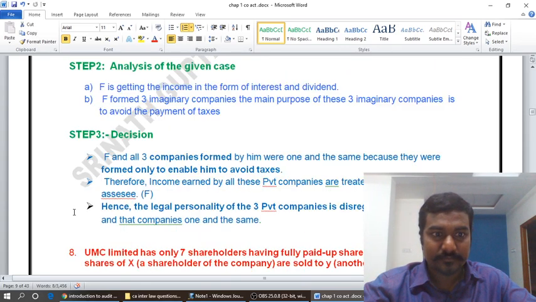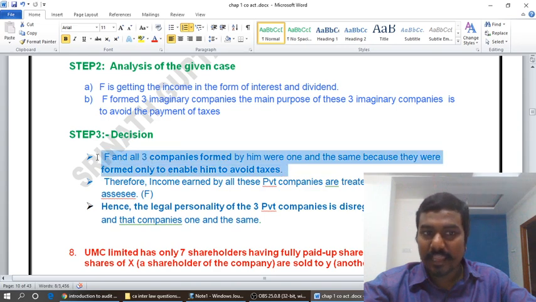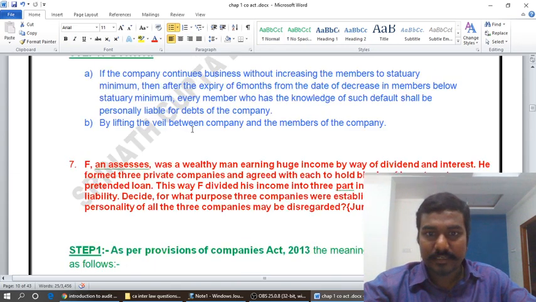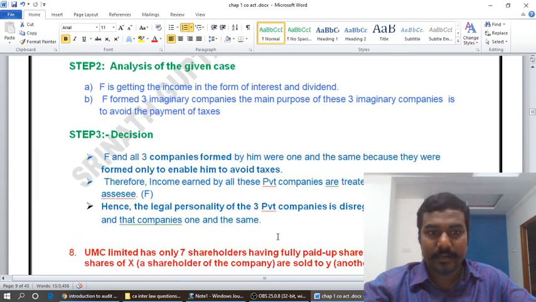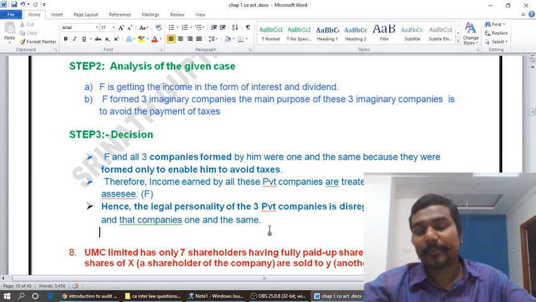I answered it. These companies, that is the three companies formed by F, were only to avoid the payment of taxes. I have answered it. One more question is there in the question. Whether legal personality is to be disregarded. Yes, the legal personality of the three companies is disregarded by treating F and the companies both as one and the same. Clear? So, this is how you have to answer the case law based questions.